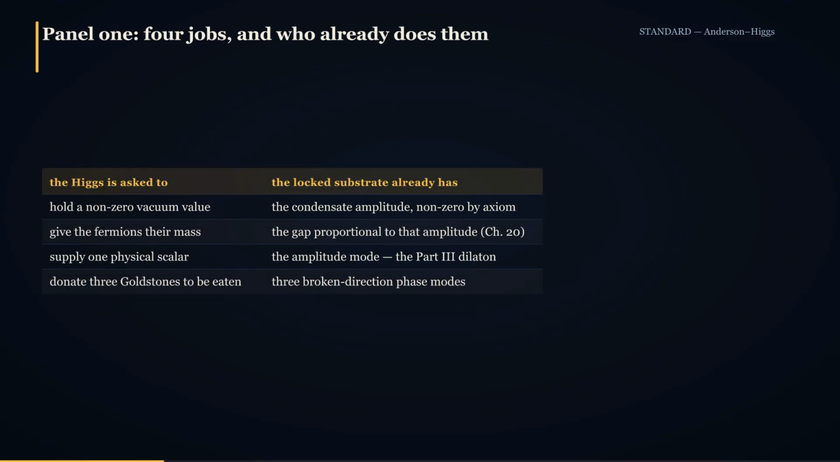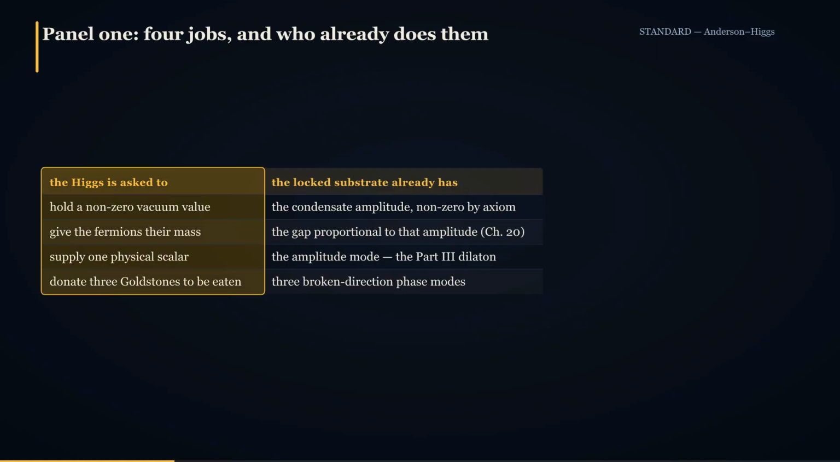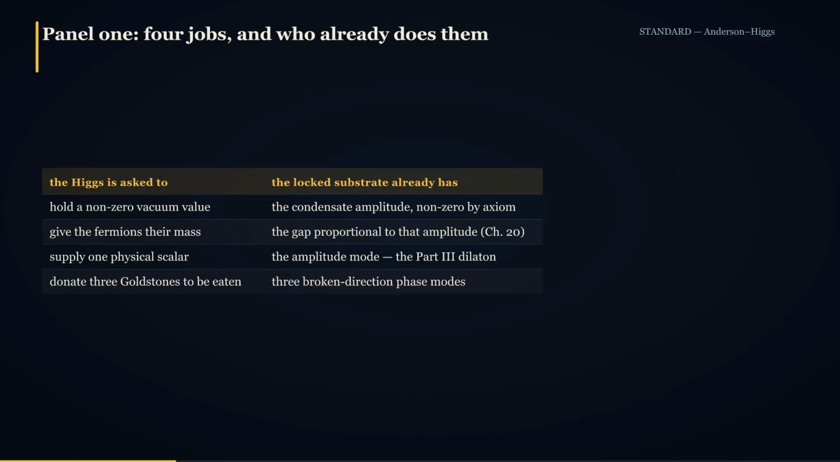Panel 1. The Higgs is asked to do 4 jobs. Hold a non-zero vacuum value that breaks the electroweak symmetry, give the fermions their mass, supply 1 physical scalar excitation, and donate 3 Goldstone modes for the gauge bosons to eat. Now count what the substrate already has. The condensate amplitude is non-zero by axiom, so job 1 is done. The fermion gap is proportional to that amplitude by the mass mechanism of chapter 20, so job 2 is done.